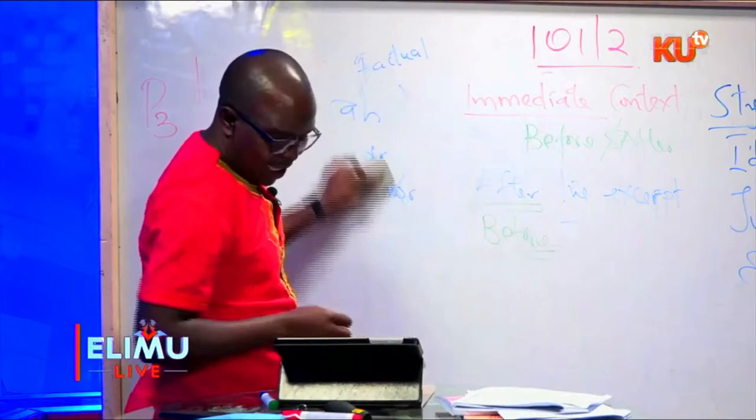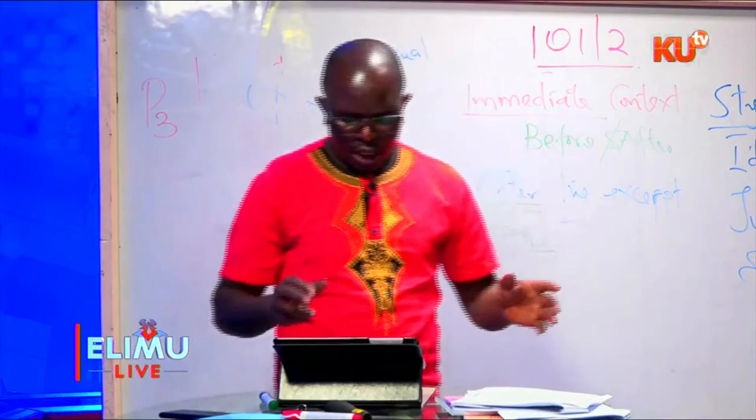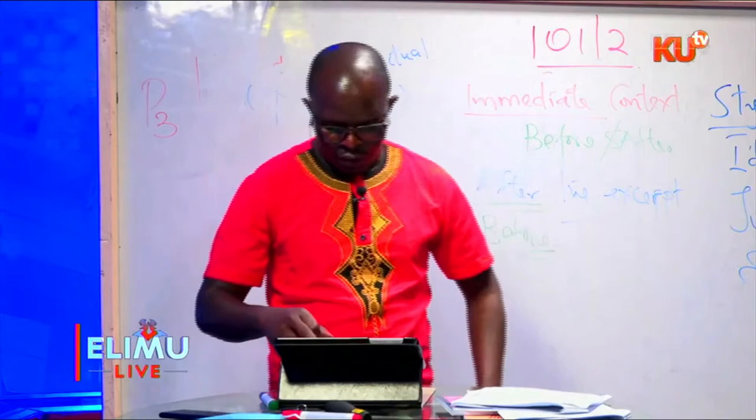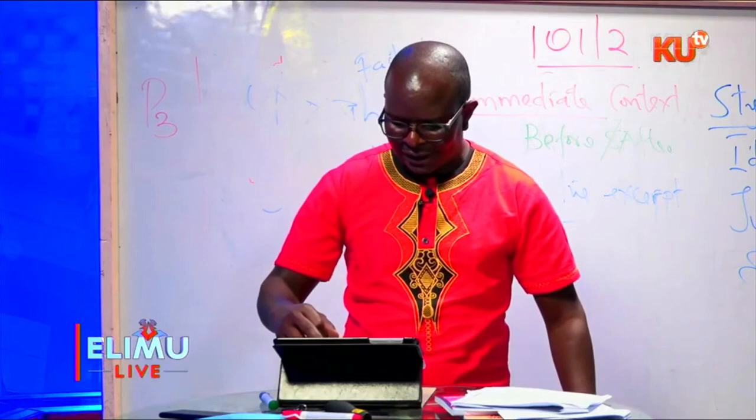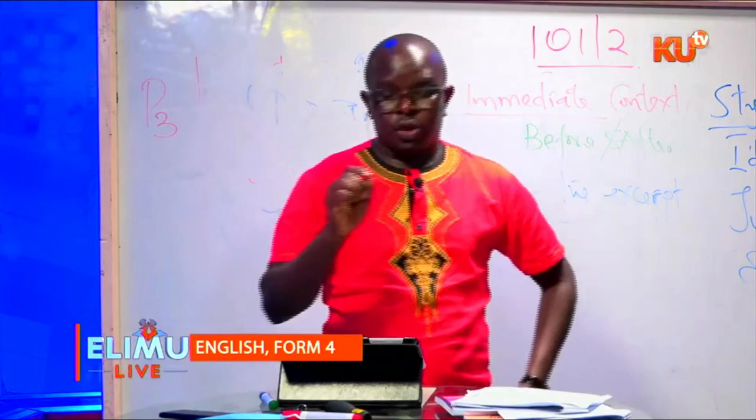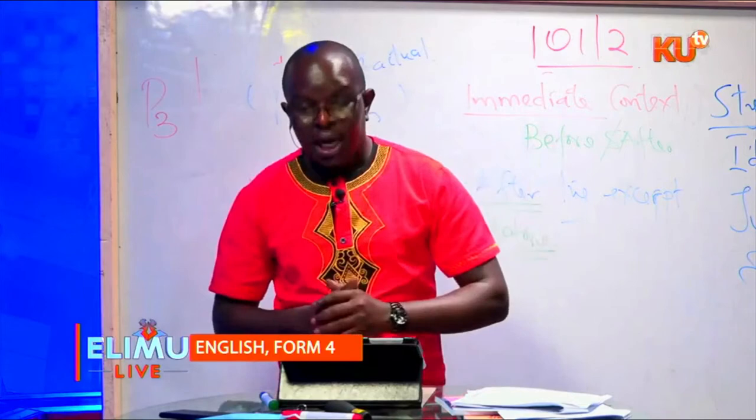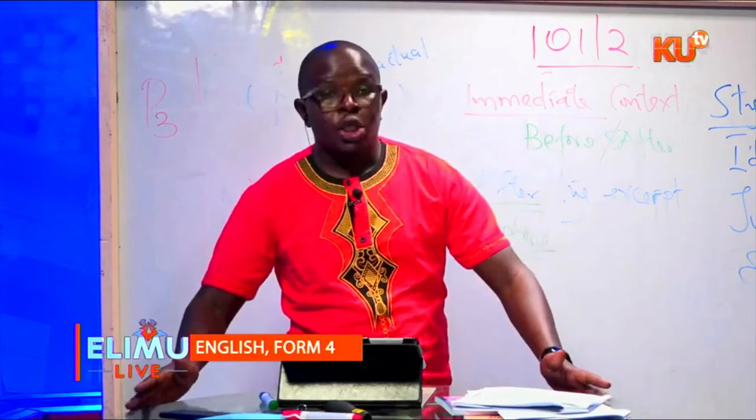So I want us to move to question three. That is the poetry questions since 2006. Question three is a question that focuses on either poetry or oral literature. So again, good to note that both of them have been tested interchangeably. 2006, we had the poem called Tough. 2007, we had a poem called Sympathy. 2008, we had a poem called The Splash.